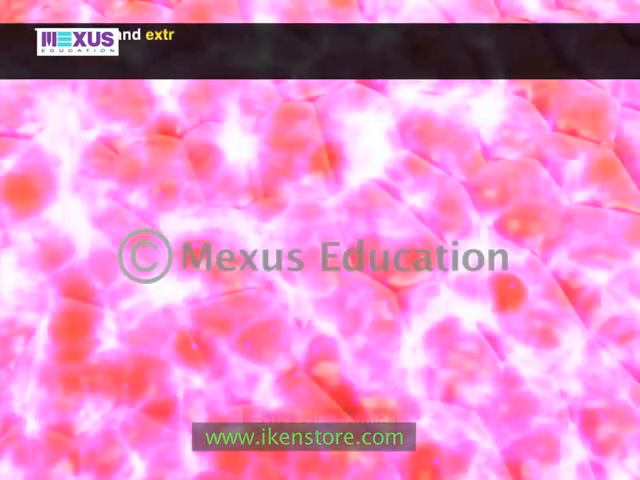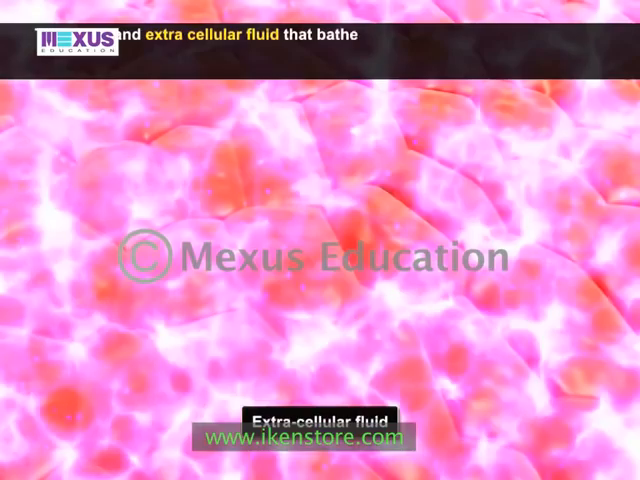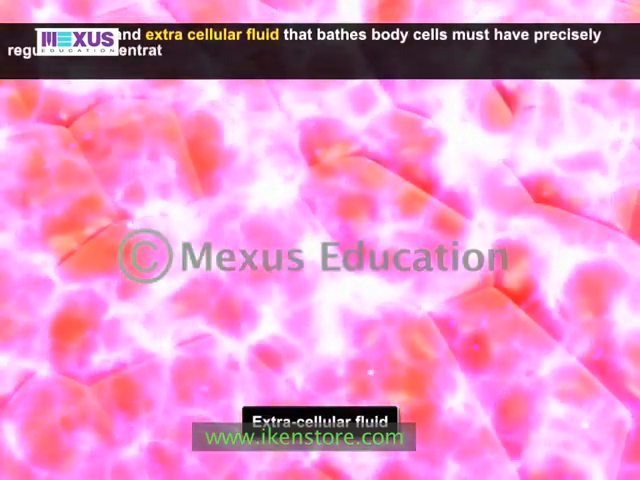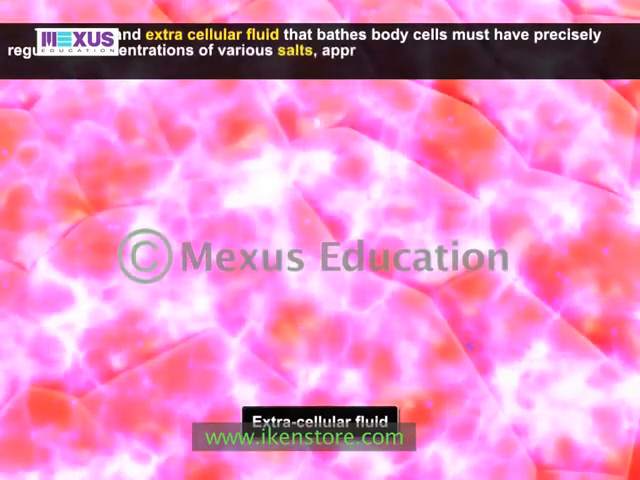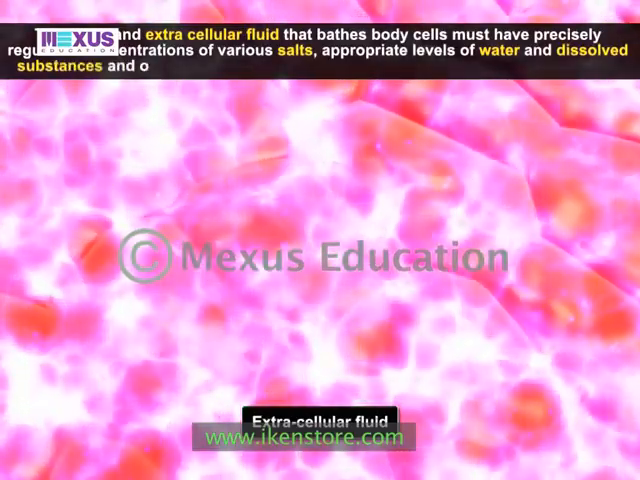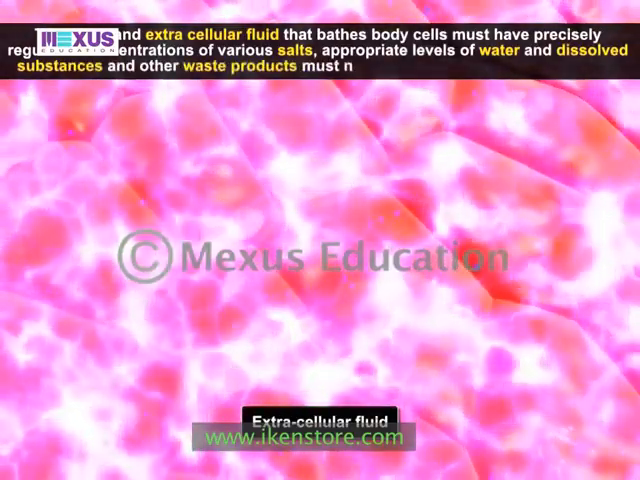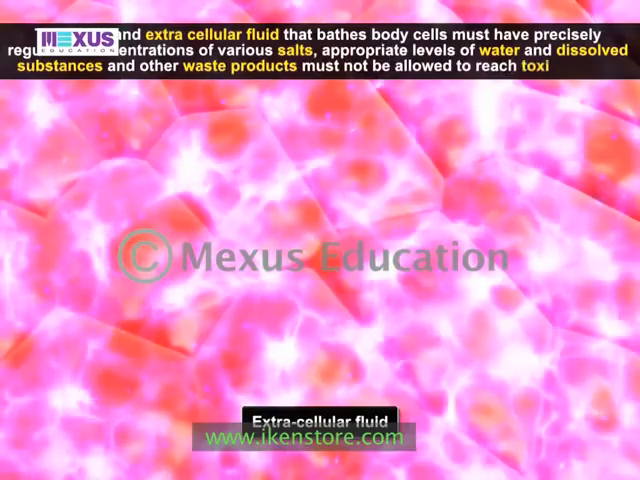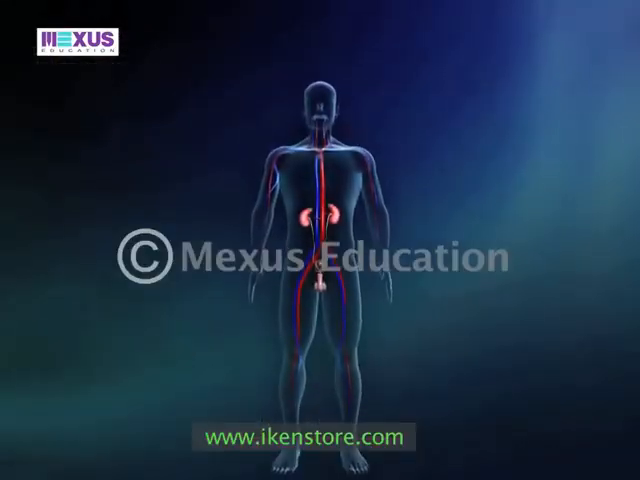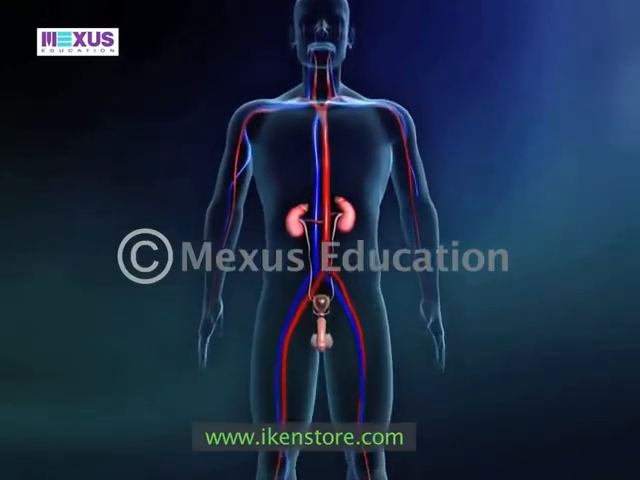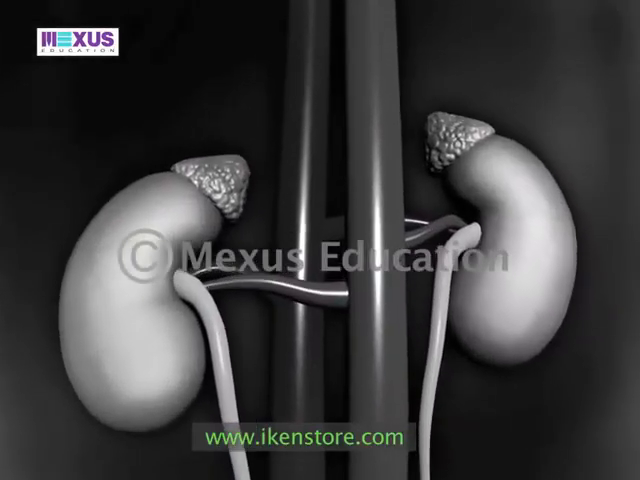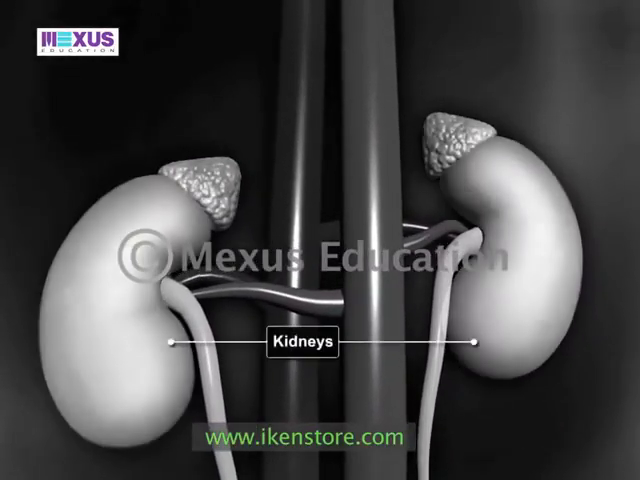The blood and extracellular fluid that bathes body cells must have precisely regulated concentrations of various salts, appropriate levels of water and dissolved substances, and other waste products must not be allowed to reach toxic levels. The burden of maintaining a proper chemical balance or homeostasis in the body falls largely on the kidneys.